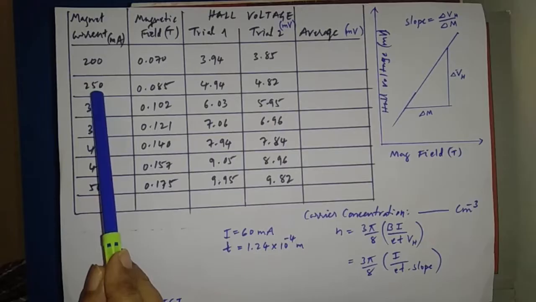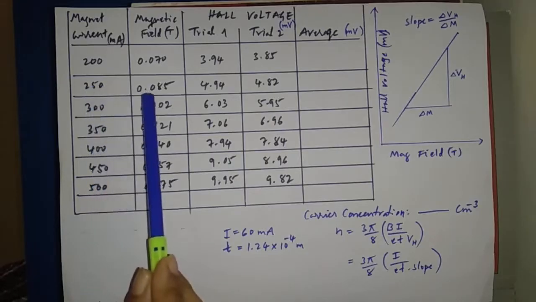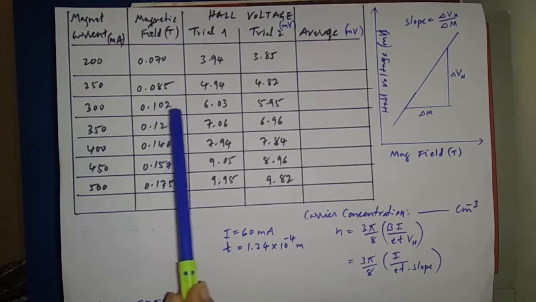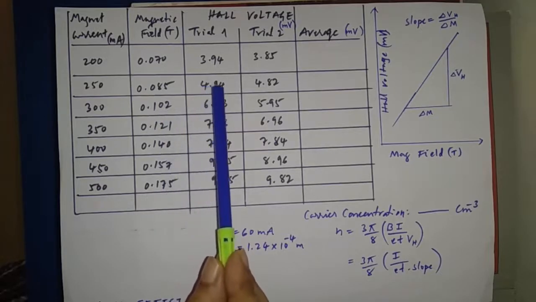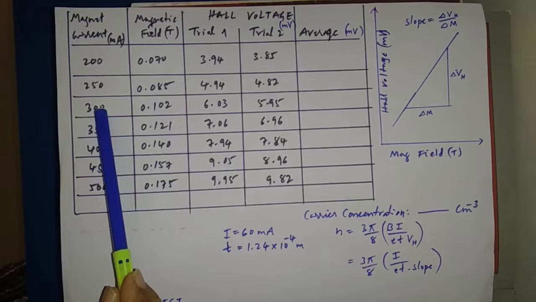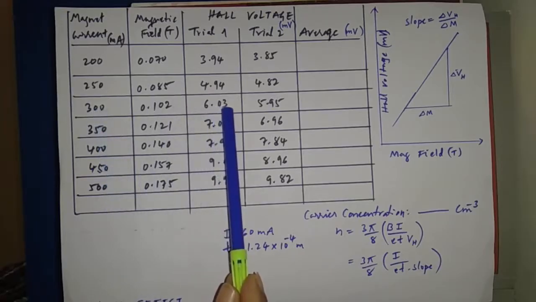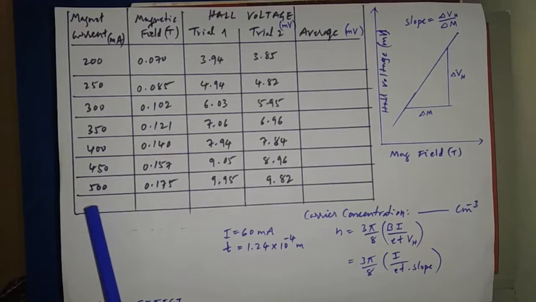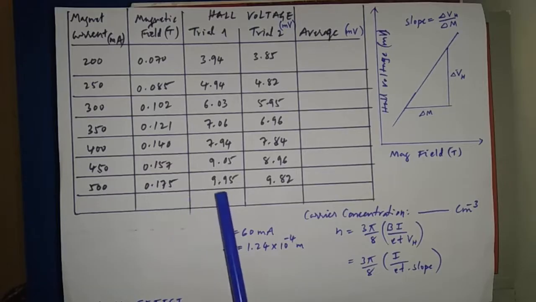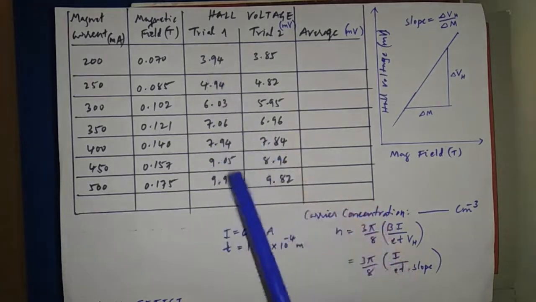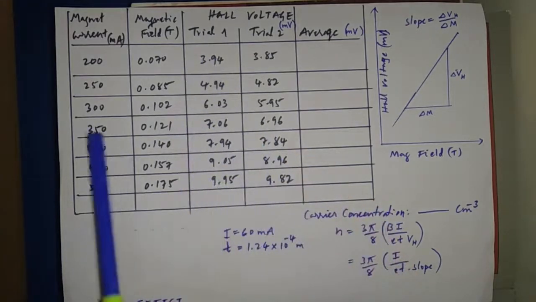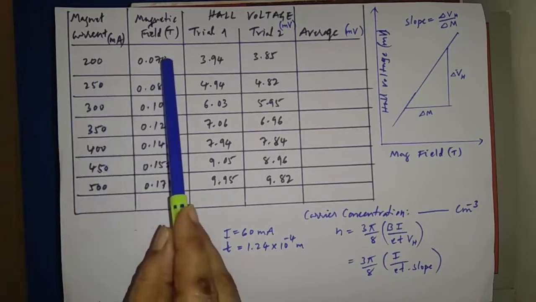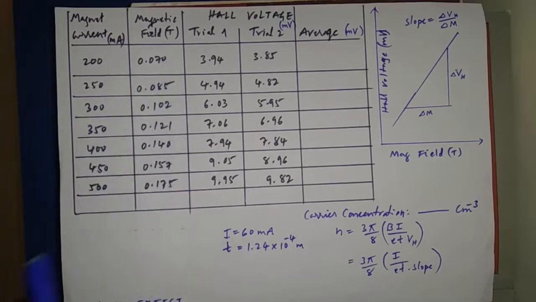Then we set the magnet current at 250, which corresponds to a magnetic field of 0.85, and the corresponding Hall voltage which we measured is 4.94. For 300 milliamps, the Hall voltage is 6.03 millivolts. Likewise we continue till 500 milliamps of current, which corresponds to a magnetic field of 0.175 Tesla, and the corresponding Hall voltage is 9.95. So these are the readings corresponding to trial 1 for magnetic field of 0.07 to 0.175.